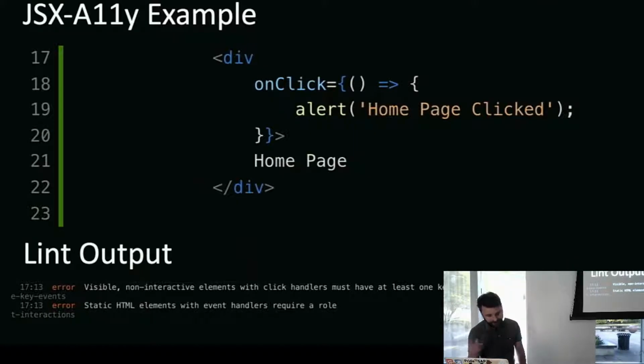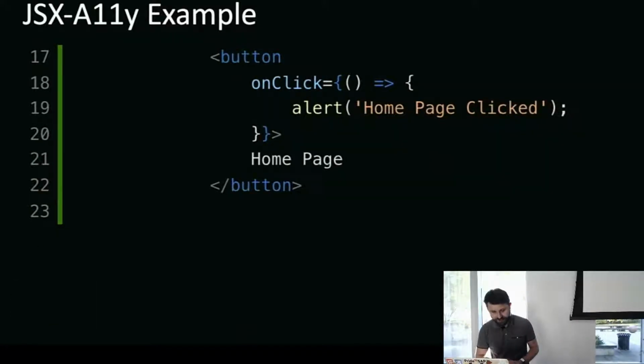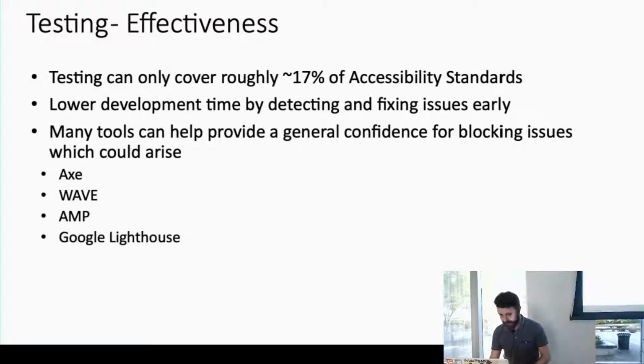The other issue below says static HTML elements with event handlers require a role. We need to assign that role. So there's a way to fix this. We could add role equals button here, and that would make sure that the user knew that it was a button, or I would even propose to go a step further and just use semantic HTML and use the button tag itself. All right.